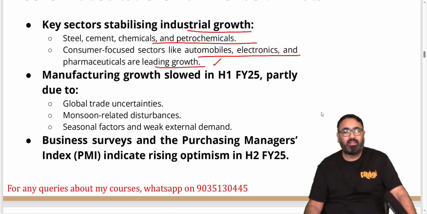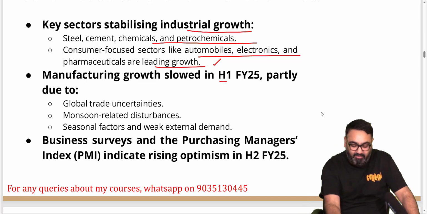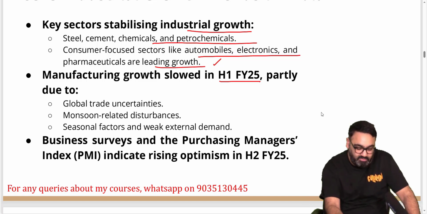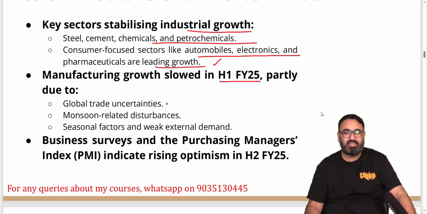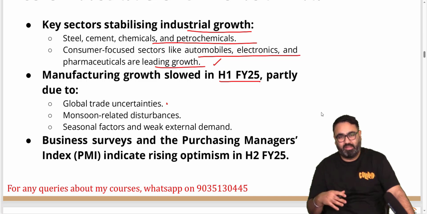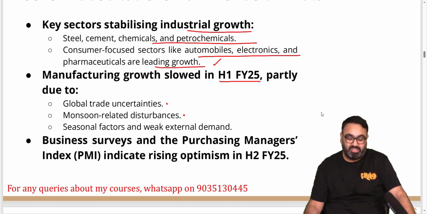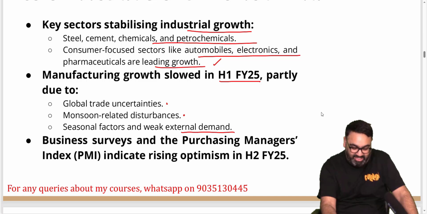On the other hand, the problematic part is that in the first half of financial year 25, the ongoing financial year, manufacturing growth slowed down. Why? The reasons this survey gives: number one, there are global trade uncertainties. As we have discussed, many countries are opting for a protectionist policy rather than being open. That has led to a slowing down of trade. There have been supply chain disruptions, monsoon-related disturbances, because of which food production specifically has not been as expected, and then there are seasonal factors as well.